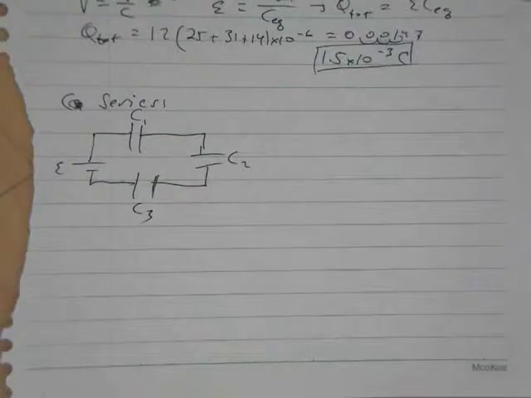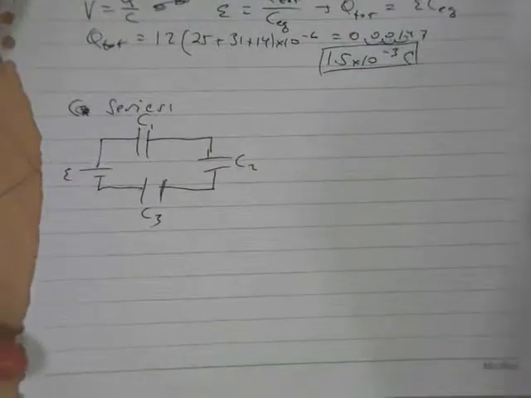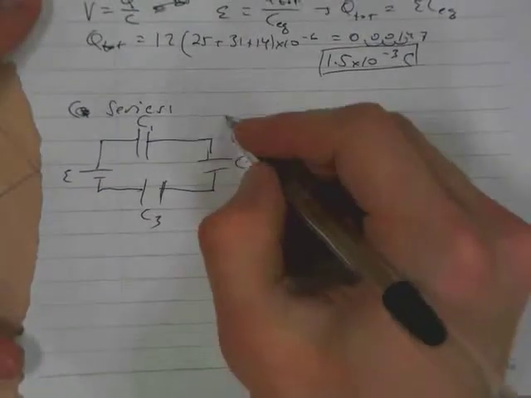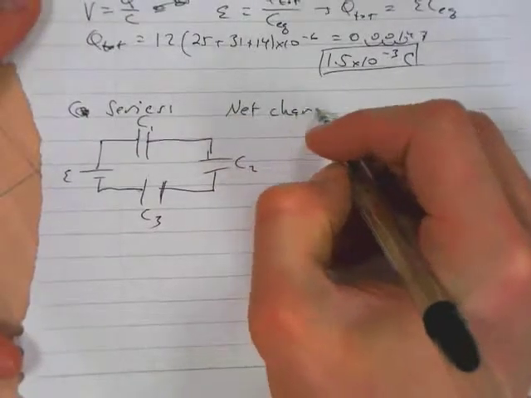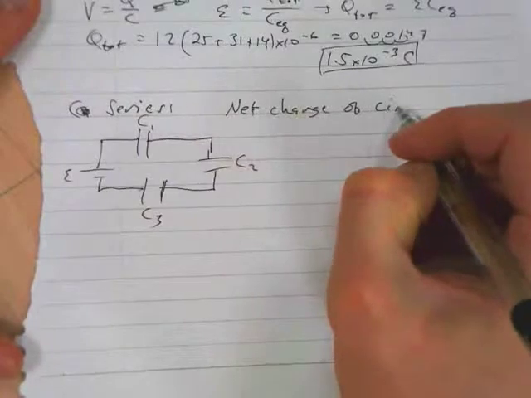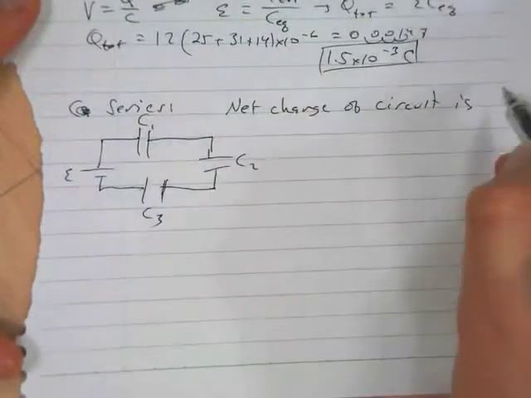Now for capacitors in series, to figure out what's the same here, it's important to remember that the net charge of the circuit is 0.